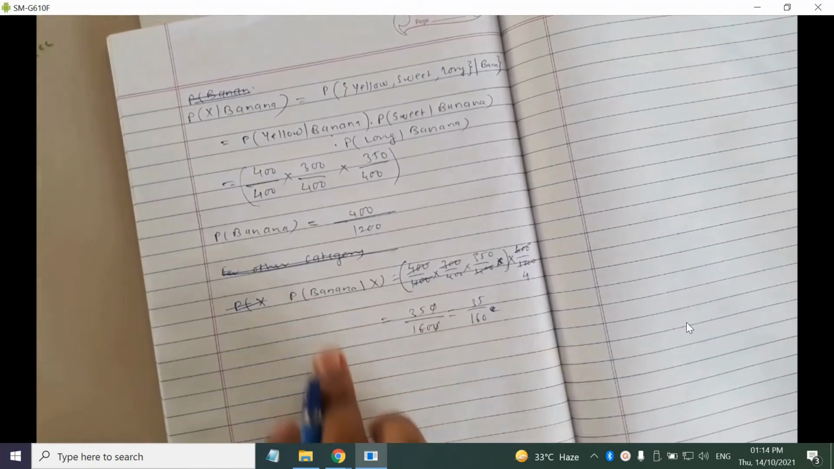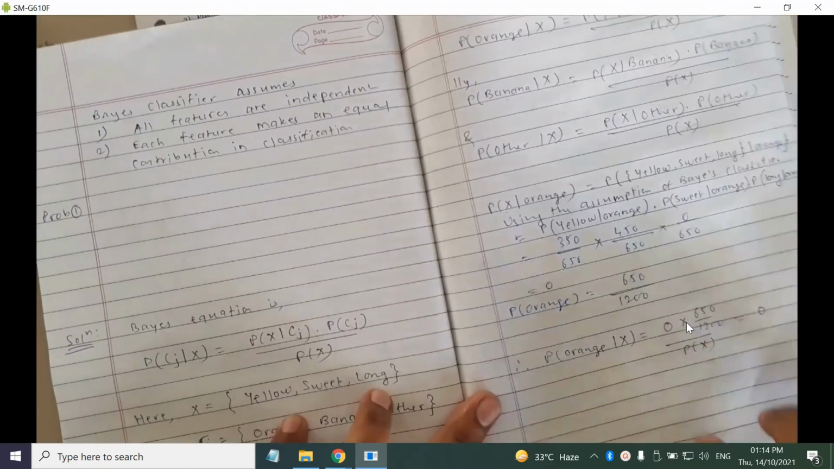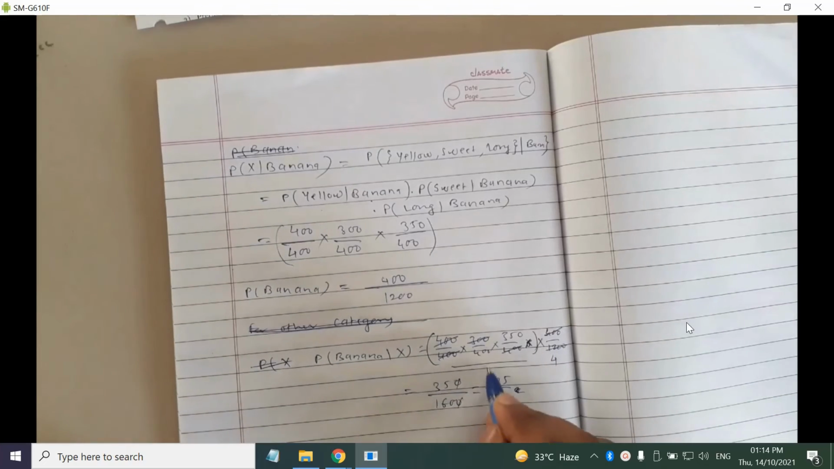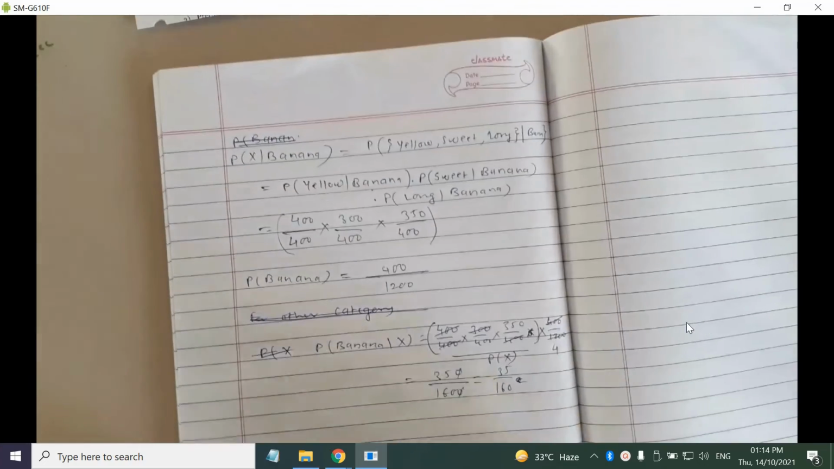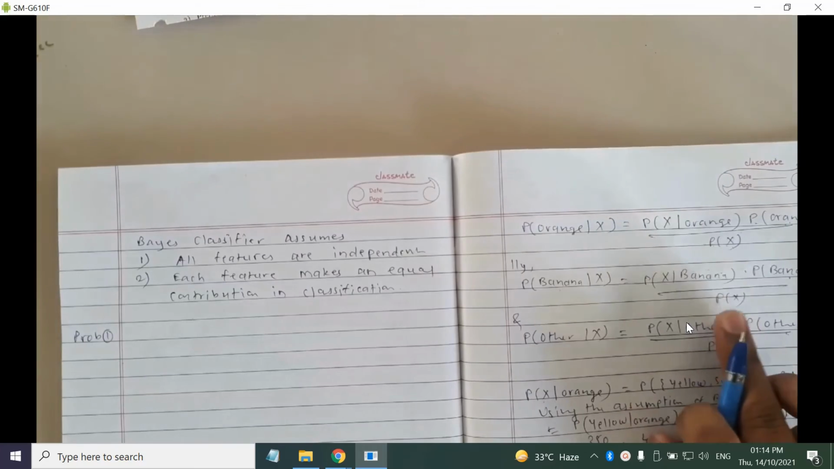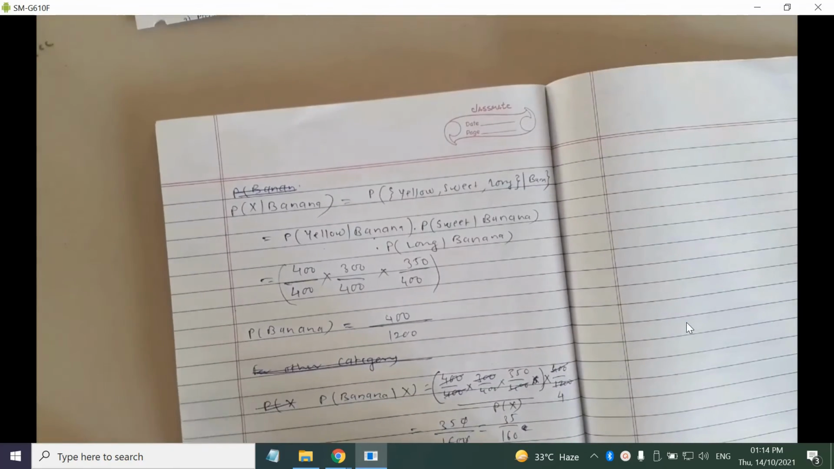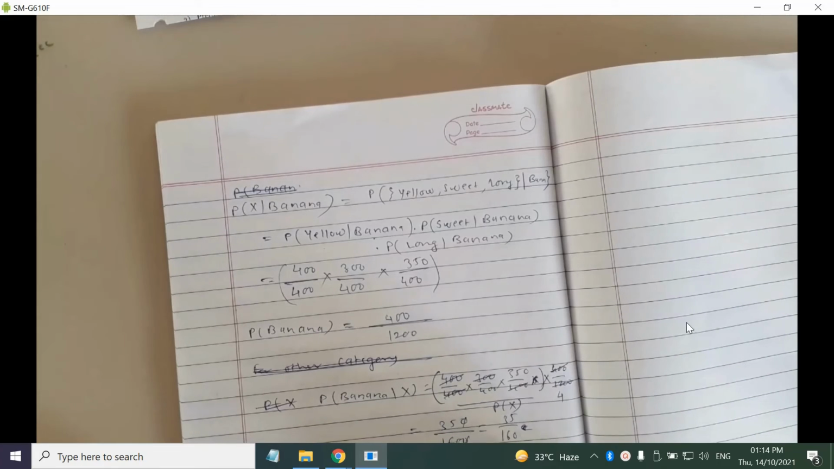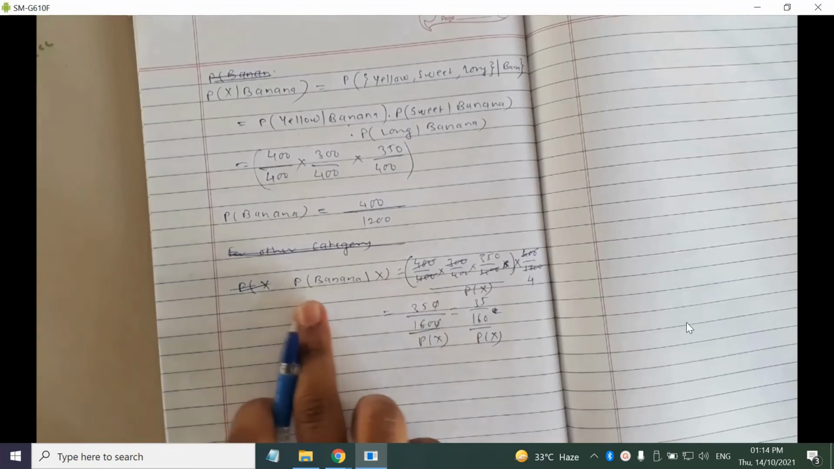Okay, so this is regarding banana. For orange it is directly 0. Sorry, one thing is remaining: divide by p of x. We forgot this, right? Divide by p of x is also there, right? But we are not going to calculate that value, probability of p of x. Okay? So this is the probability of banana.